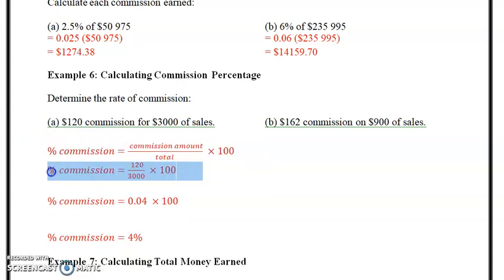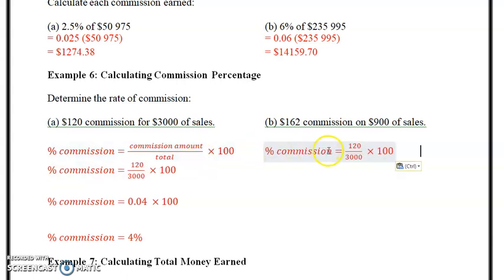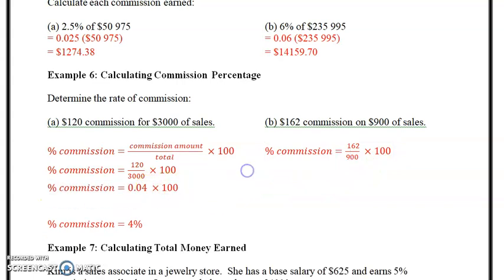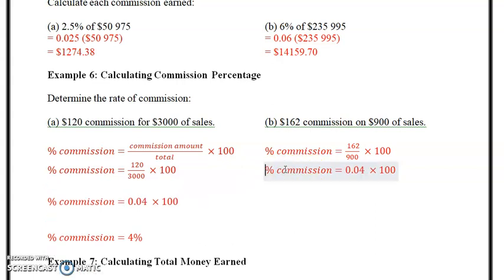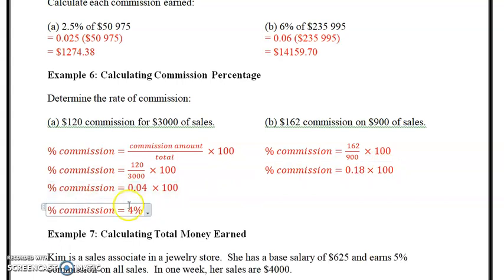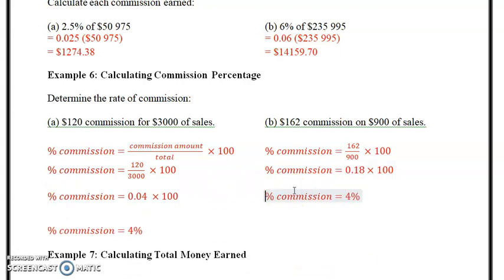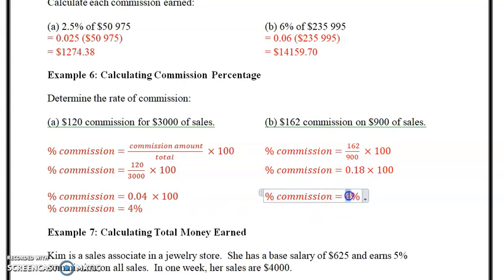We do the same thing here. Don't need to rewrite the formula twice, so there we go. And we got 162 divided by 900. This is a good commission here. So the percent, change it to a decimal. 162 divided by 900, we get 0.18. So the percent commission is equal to 18%. All right, for B.